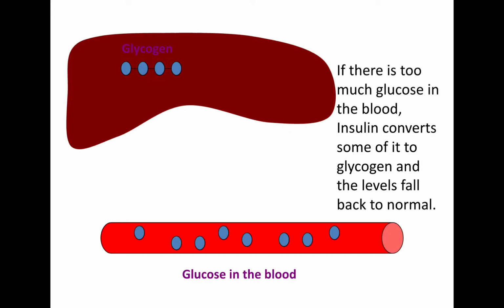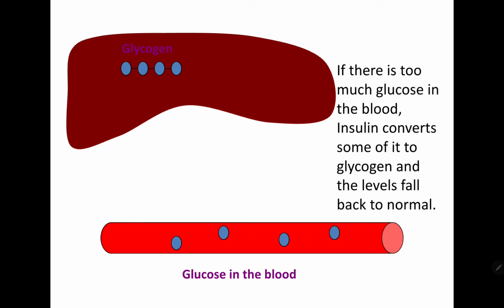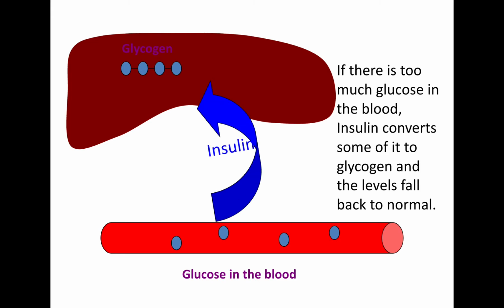So if there's too much glucose in the blood, insulin converts some of the glucose into glycogen, allowing levels to fall back to normal. So if we see our bloodstream at the bottom here, there is high levels of glucose. These levels are reduced and converted into glycogen in the liver due to the presence of insulin.